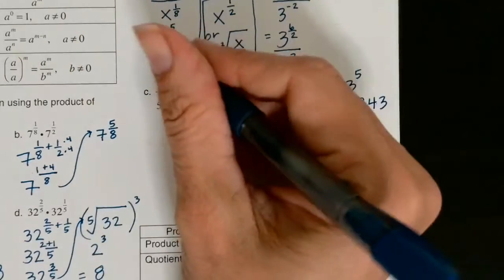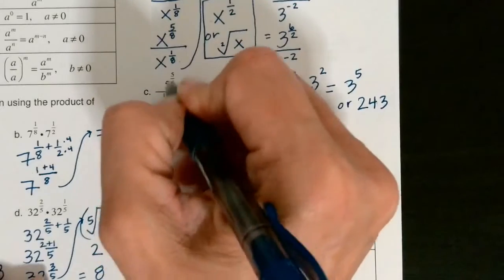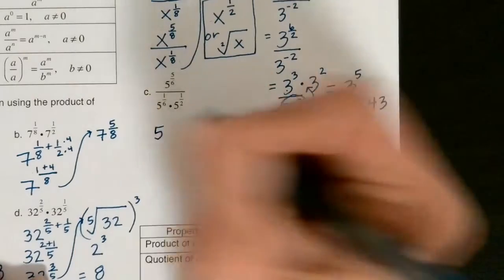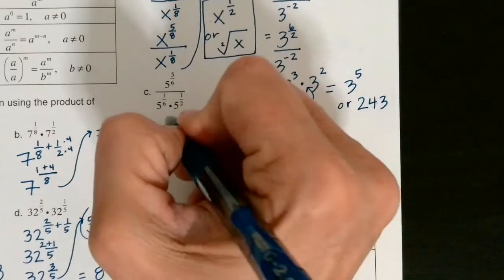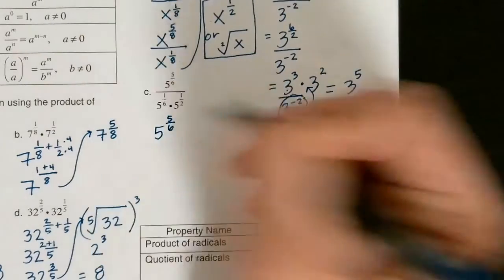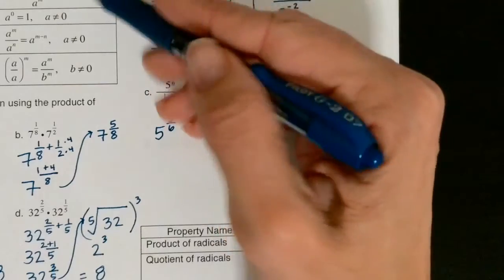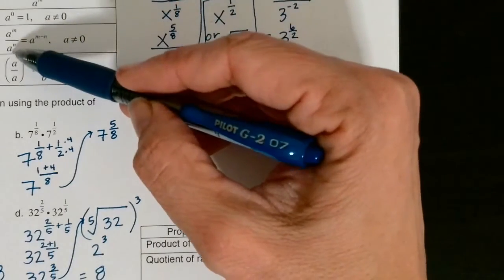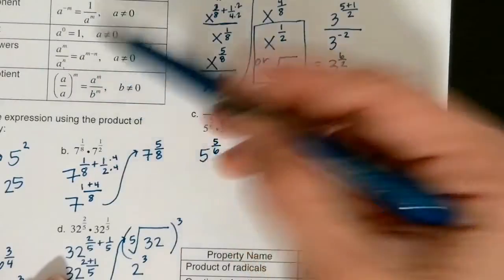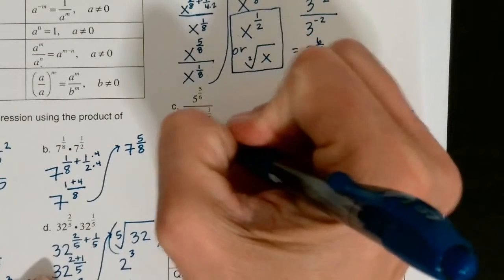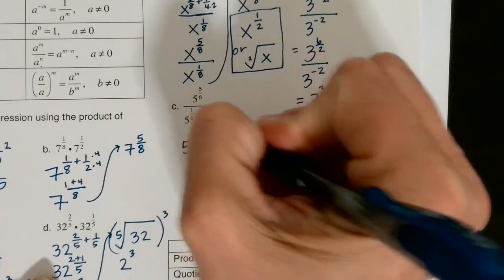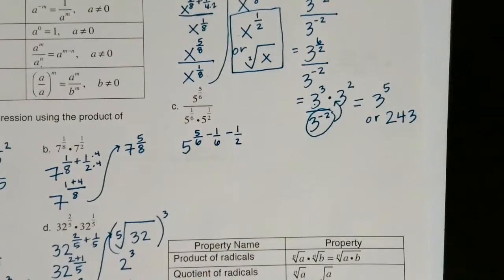Here, let me show you this other way that you could do it too. Because they're all the same bases, I could do 5 to the 5/6, which is the numerator. And then if you, the bottom one right here gets subtracted. Well, we have 2 bottom ones, so I could actually do this if you wanted to. It's up to you, but you could.